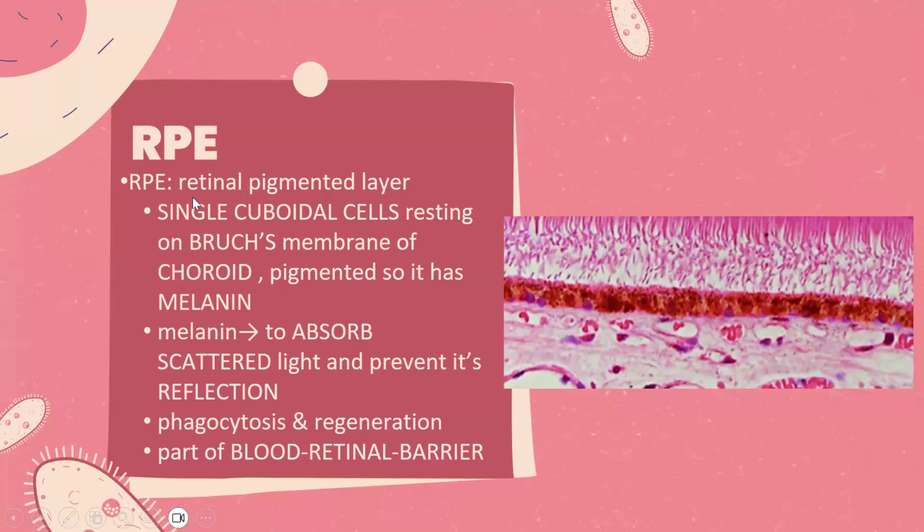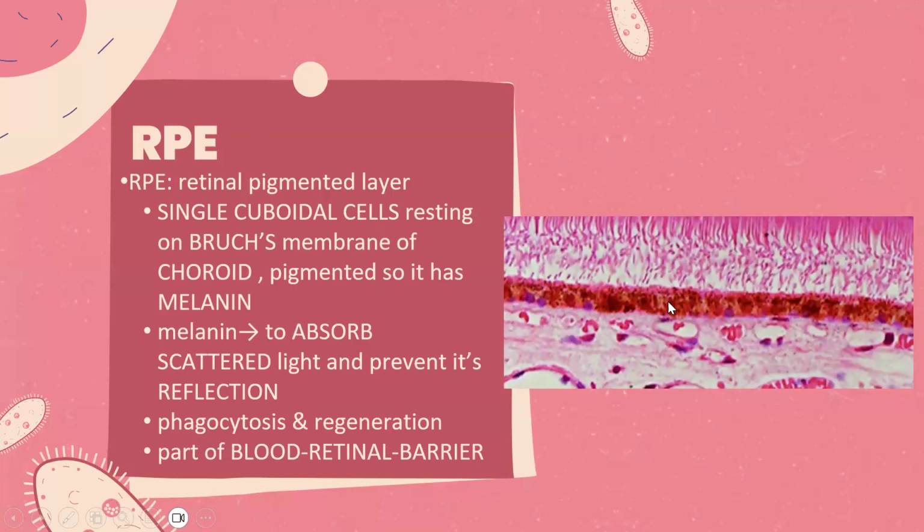Okay. Now, the retinal pigmented epithelium, which is this layer, has very significant functions. Let's start with the structure itself. The structure itself, again, is a single cuboidal cell layer. Mostly the shape of the cells in the eye is either simple cuboidal or squamous cells. So single cuboidal cells separated from the choroid by the Brooks membrane, and it is pigmented, from the name retinal pigmented.